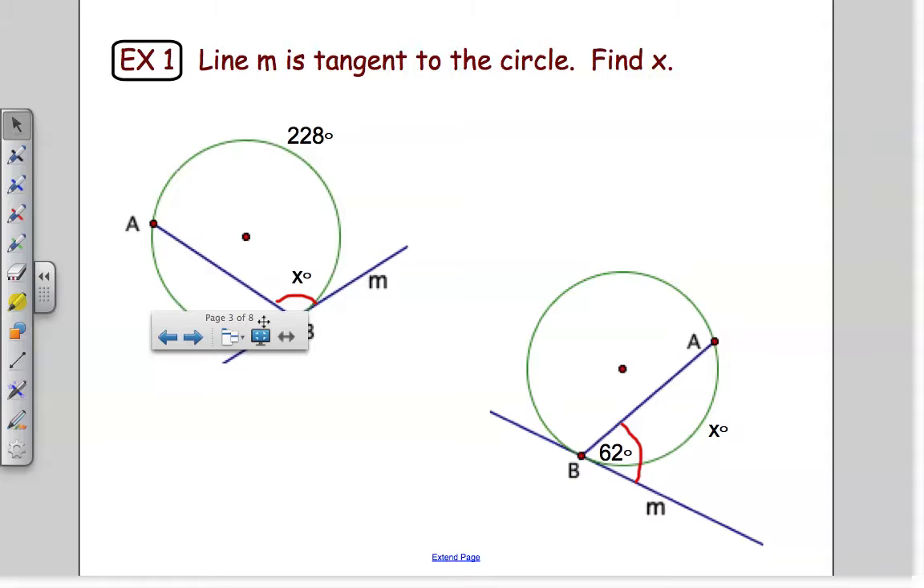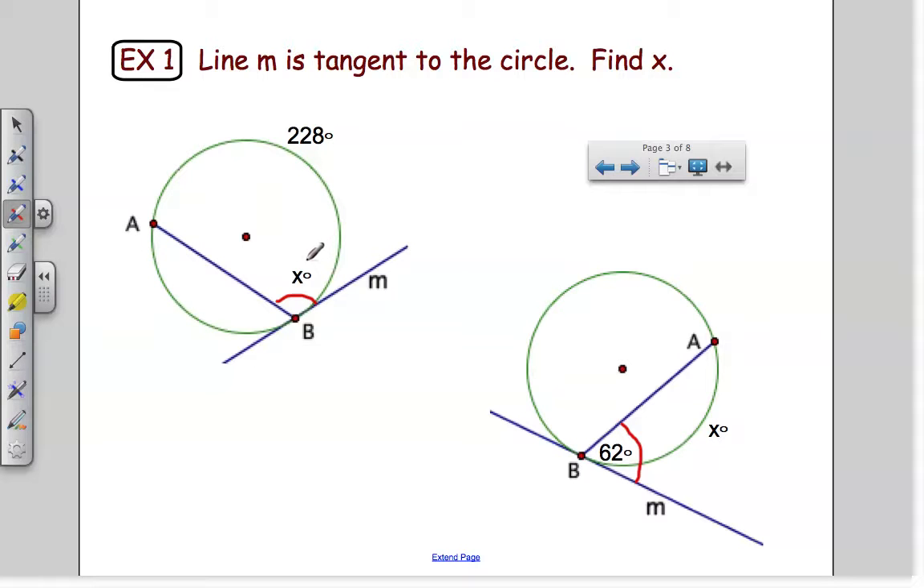Let's look at some examples here. In all of these, line M is tangent to the circle. You do need to know that for these to work. And I want to find x. In this case, x is the degree measure at vertex B, which is like an inscribed angle. We have a chord AB and this tangent line M. This angle is half of the intercepted arc that goes from that chord all the way back to its point of tangency. Therefore, x is half of 228 degrees. Half of 228 would be 114 degrees. And that looks like it could be 114 degrees, and we're all set there.